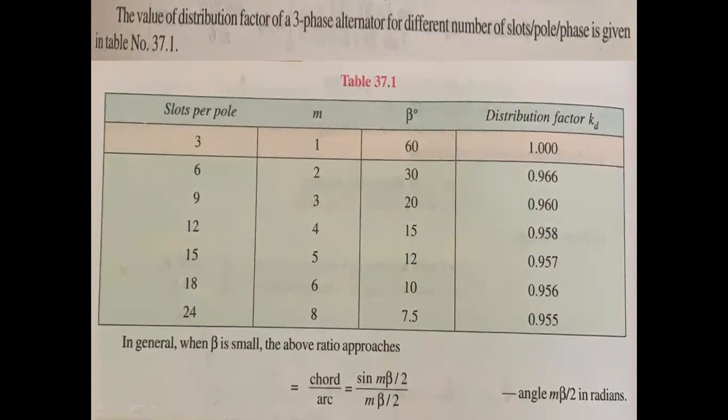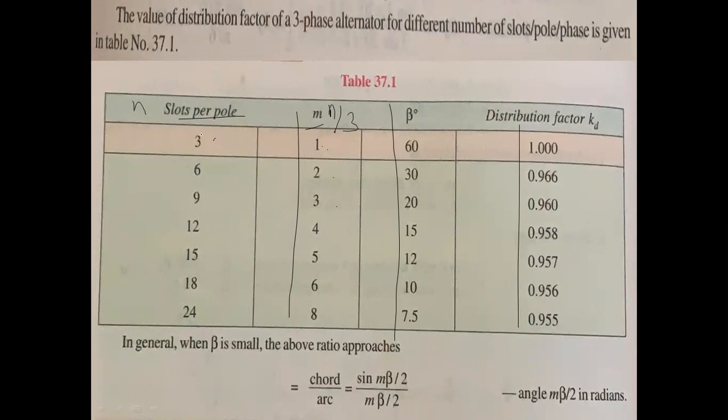Okay, so this is n. This is n by 3, right? n by 3 phases, divided by 3 phases. So this is slots per pole, and m is slots per pole per phase. So 3 by 1, 3 by 3, n by 3, n is 3, 3 by 3, 1; 6 by 3, 2; 9 by 3, 3, like that. This is the value of m, this is the value of beta, and this is the value of KD, the distribution factor.